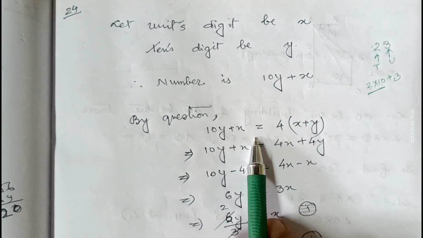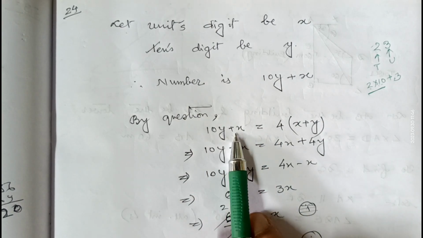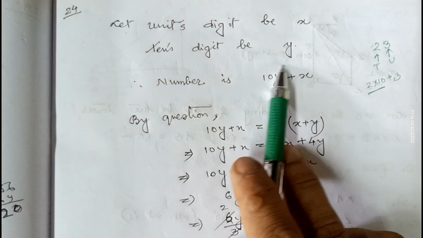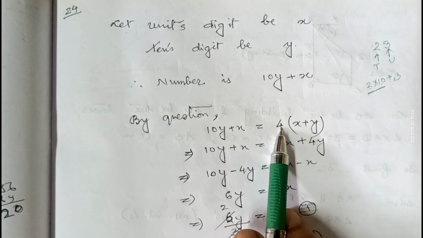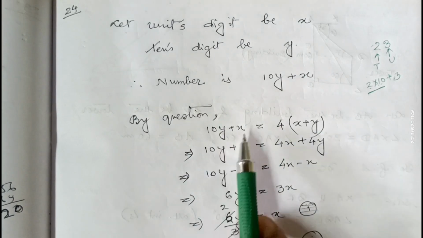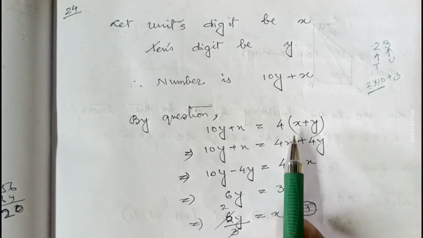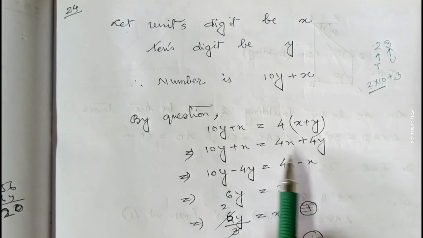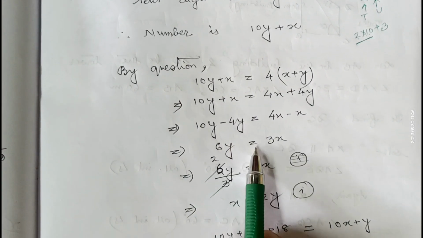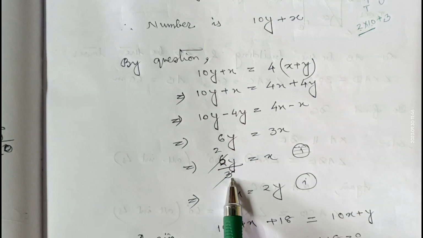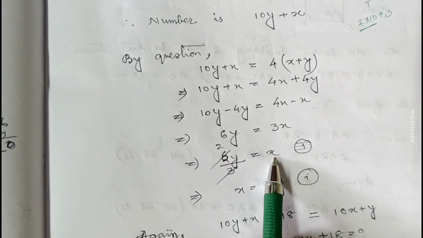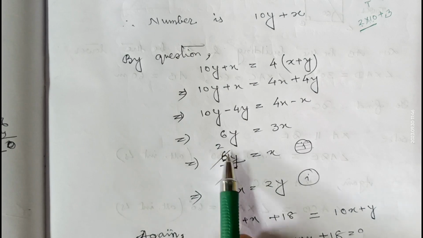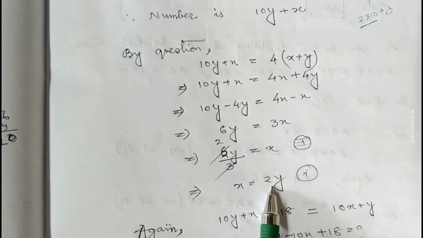Now it is given that a 2-digit number is 4 times the sum of the digits. So 10y plus x equals 4x plus 4y. 10y minus 4y, 4x minus x. So 6y equal to 3x. If I transfer 3 here, 6y by 3 equal to x. 3 and 6 can be cancelled. It will be 2y. So x equal to 2y.